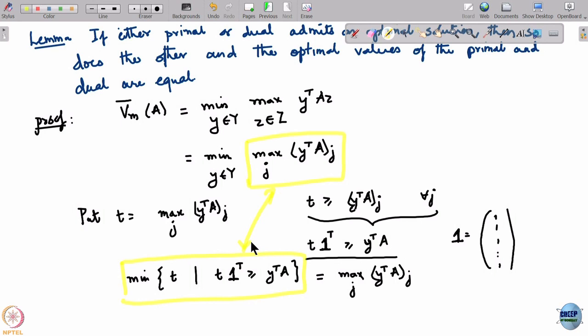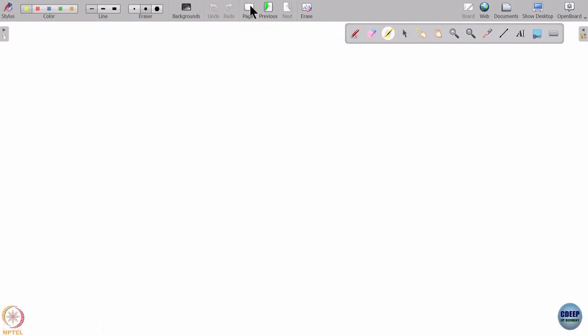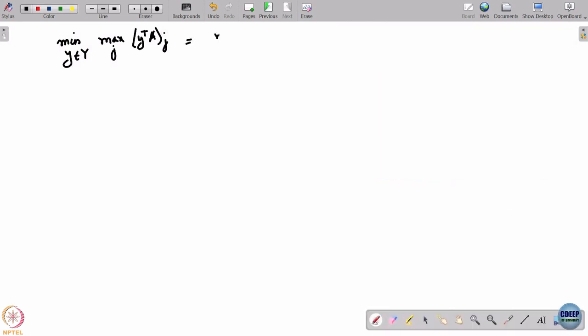All right. So now I can go back and write the minimum over y in capital Y of max over j of y transpose A j. That is actually the same as the minimum over y in capital Y and the minimum over t of t such that t times 1 transpose is greater than or equal to y transpose A. It's a minimum.